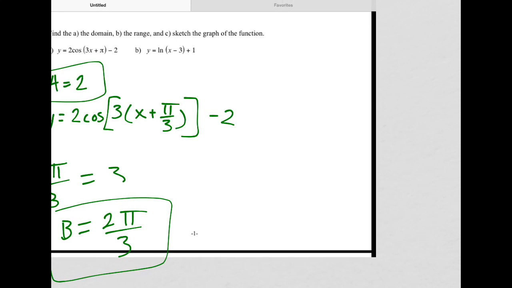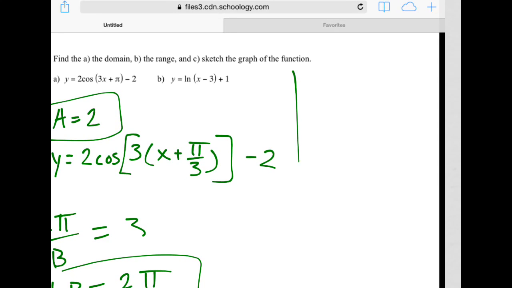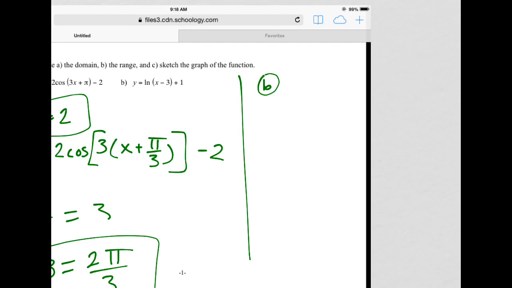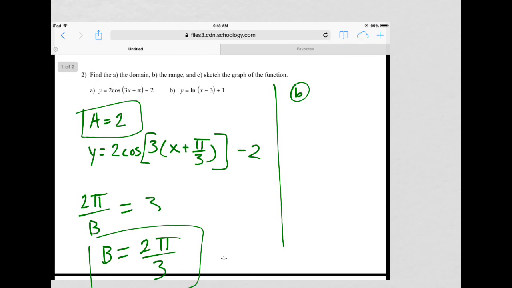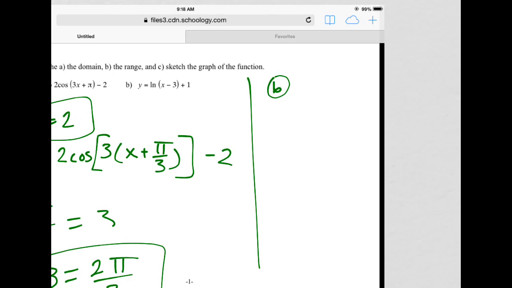There we go. And then for the natural log, I'm actually going to follow these directions. So for part B, it says first find the domain and the range and sketch the graph of the function. Really, that's weird. I'm going to find the domain and range after I graph this.